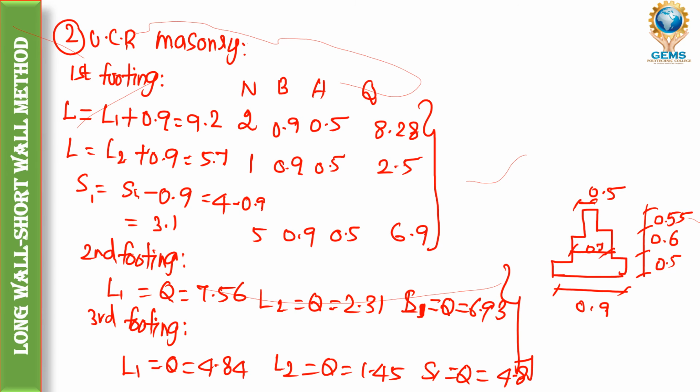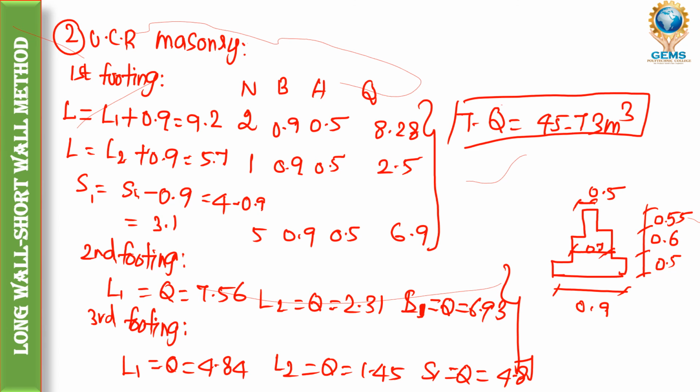So at the top I will write. At last we need to add all the quantities. By adding all the quantities of first footing, second footing and third footing, we will get the total quantity for UCR, nearly 45.73 meter cube. This is the total quantity of UCR masonry. This is how we are going to solve the problems.